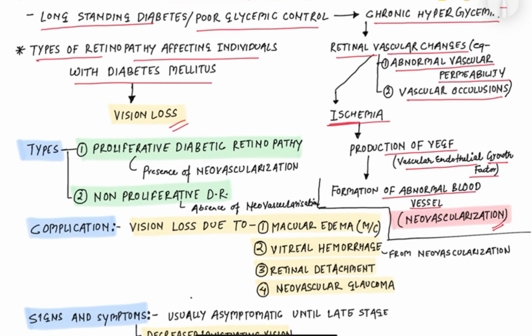Types of diabetic retinopathy. One is proliferative diabetic retinopathy, in which there is presence of neovascularization, and the second is non-proliferative diabetic retinopathy, with absence of neovascularization.